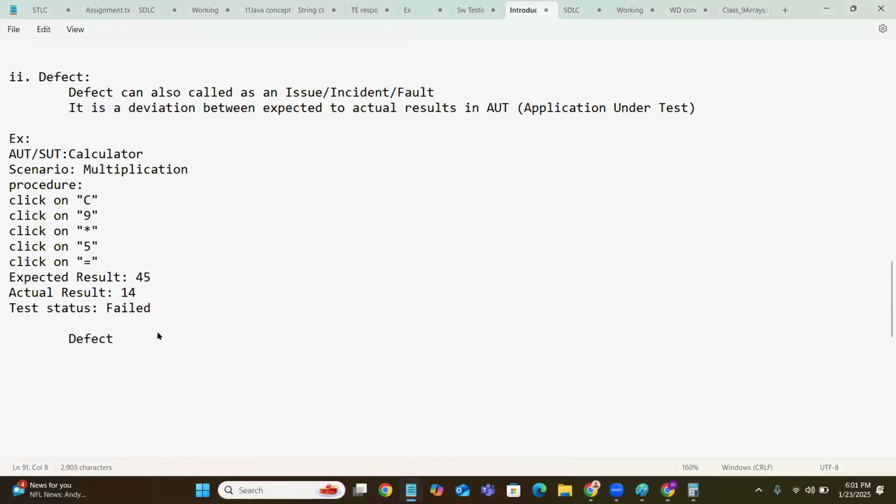That is defect one. What is that? Application allowing customer to register without entering mandatory fields.